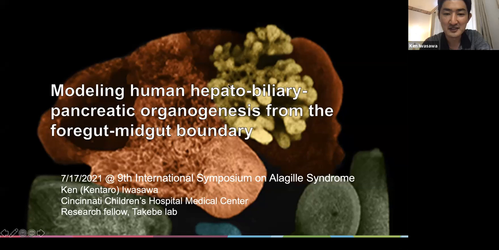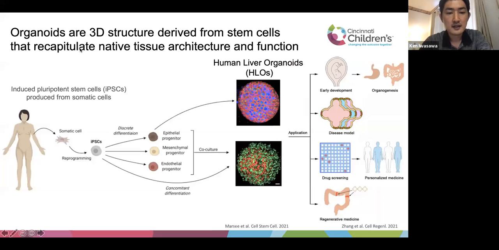Good. Okay, so hepatobiliary pancreatic, this is the liver, the bile duct, and the pancreas. I'm working with pluripotent stem cells and organoids. So what are organoids? Organoids are 3D structures derived from stem cells that recapitulate the native tissue architecture and function.